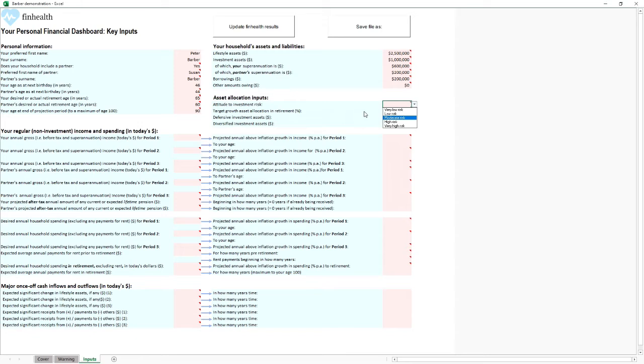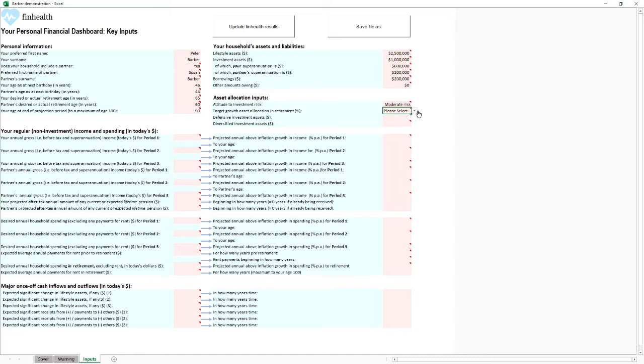It may be worth re-watching video 6, explaining the growth asset allocation ratio, before deciding on the input for this field. The Barbers choose moderate risk. The choice of your attitude to investment risk drives the target growth asset allocation ratio alternatives that are available.